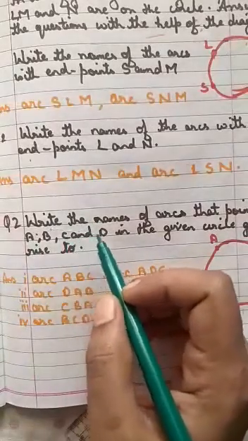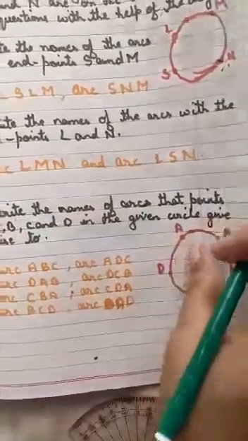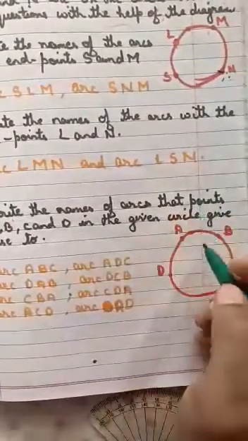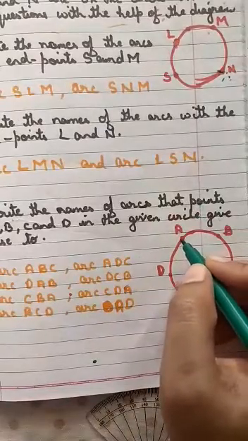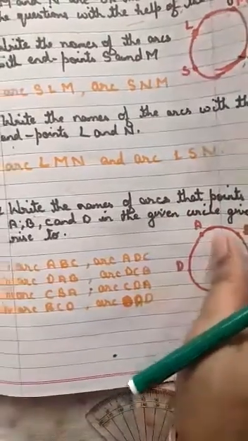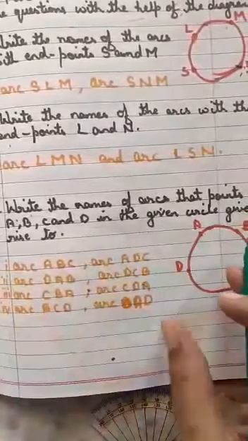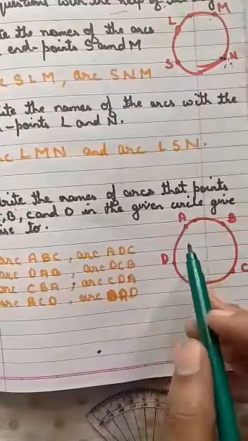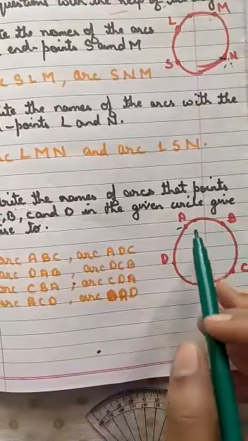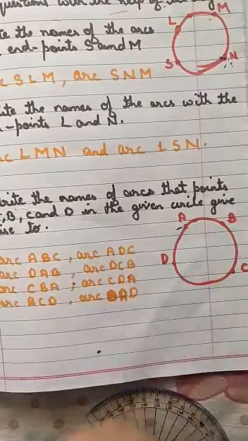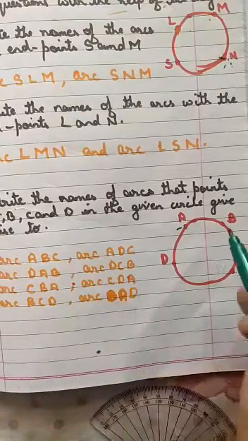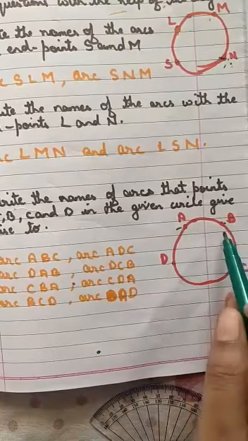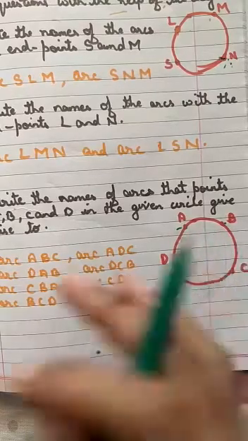Second question. Write the names of the arcs that points A, B, C, D in the given circle give rise to. So here A, B, C, D points are given. We have to write different arc names. So first we will take AC as the end points. Understood? So we will write here arc ABC or arc ADC. Next we will take DB as the end points. Arc DCB and arc DAB.